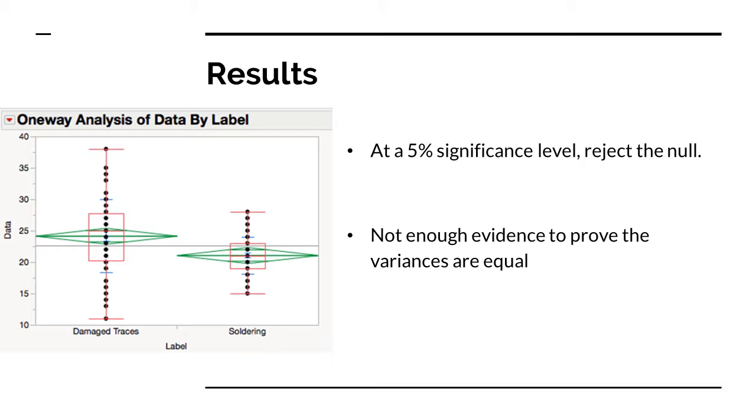On the left, you see a graph of the damaged traces next to the soldering. Based on our p-value of 0.001, we can say that at a 5% significance level, we will reject the null hypothesis. In other words, there is not enough evidence to prove that the variances between the damaged traces and the soldering are equal.